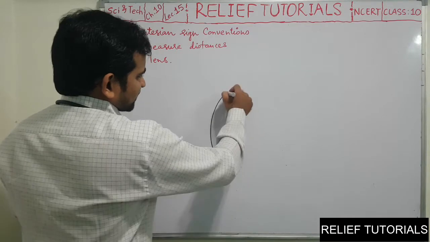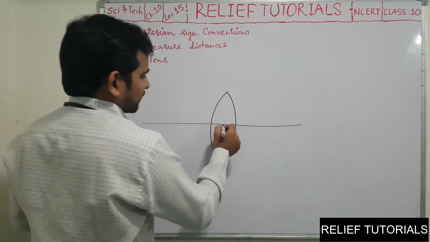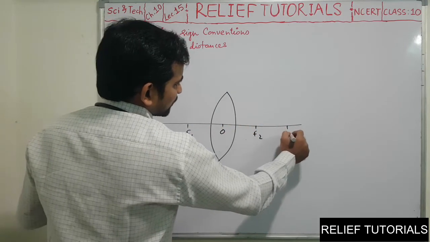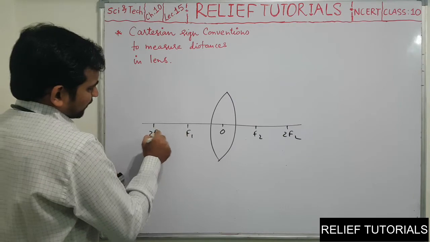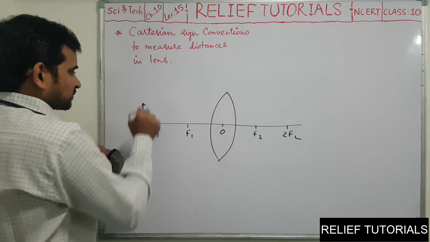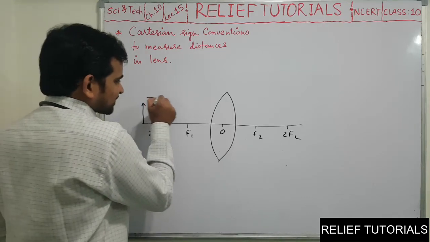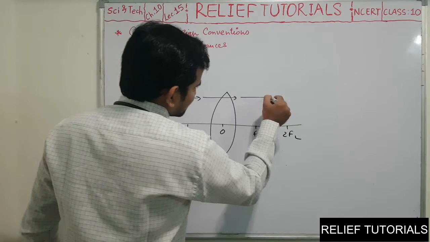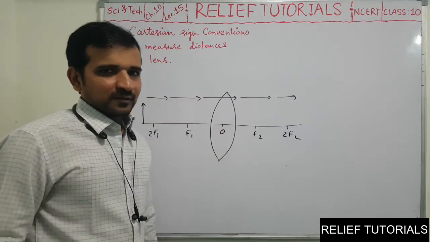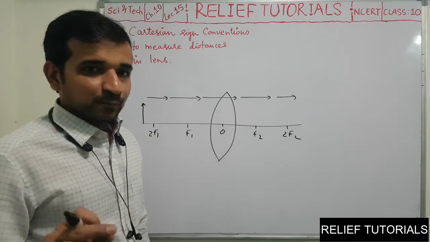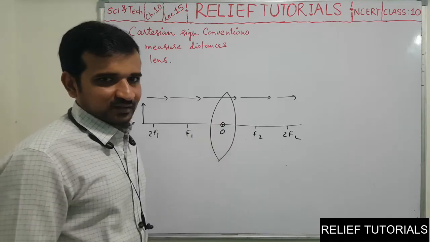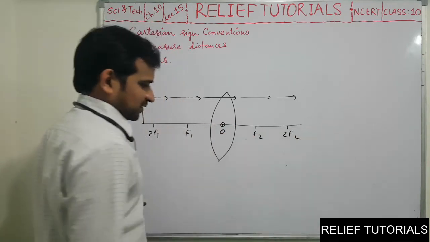Consider here is the convex lens. Optical center, F1, F2, to F2, to F1. Now if we place the object here, the direction of incident ray is this. This is the direction of incident ray. Just like in the case of mirrors, we were measuring all the distances from pole. Here we are going to measure all the distances from optical center on a principal axis.